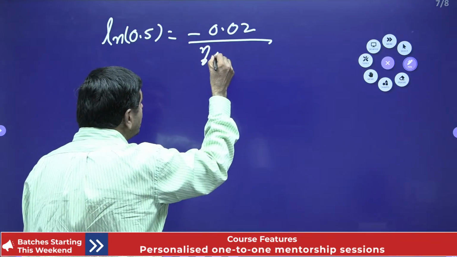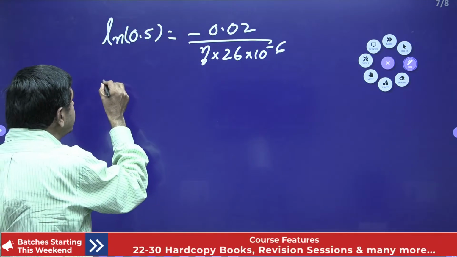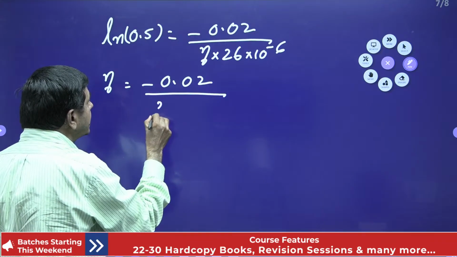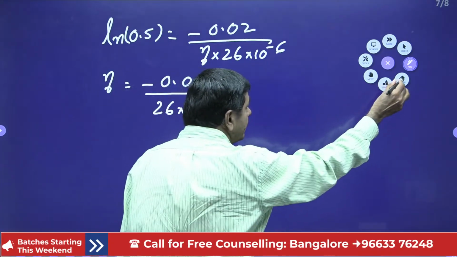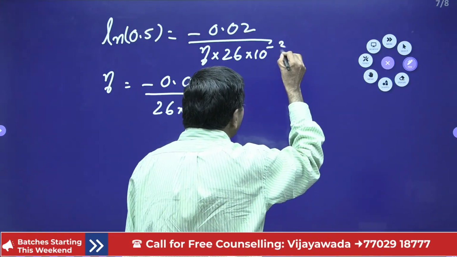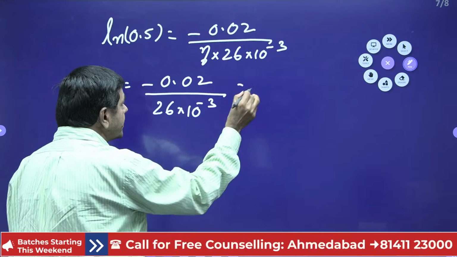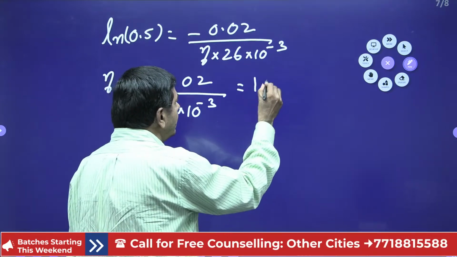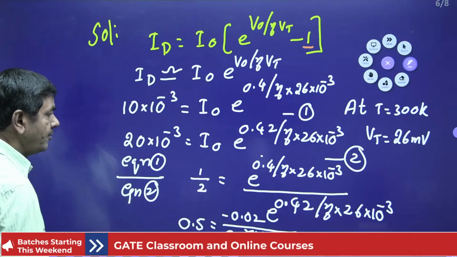Eta into 26 into 10 power minus 3 is possible. Now, directly you can use the calculator to get the value. Eta equals minus 0.02 by 26 into 10 power minus 3, because it is milli only. Finally, using the calculator, this value will be 1.11. That is the eta value. We got the eta value from this, understand?